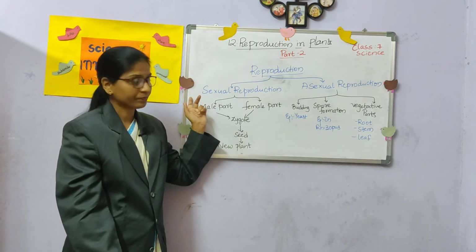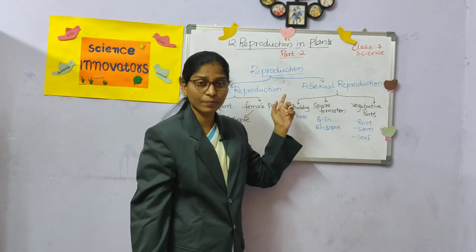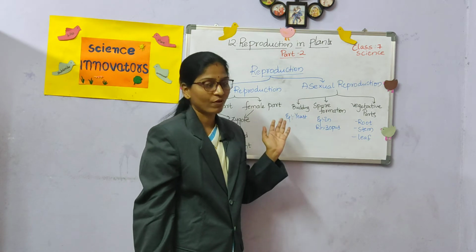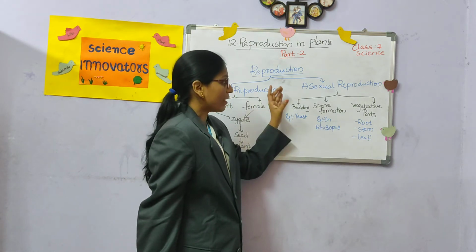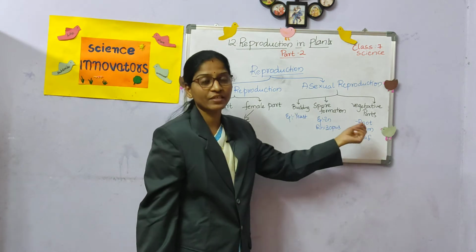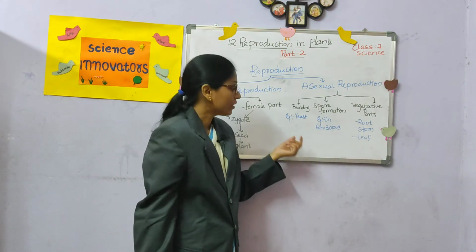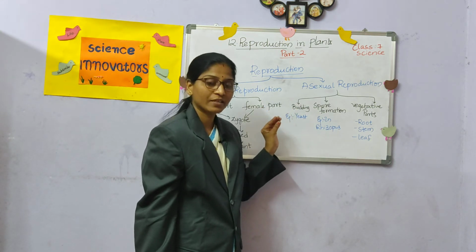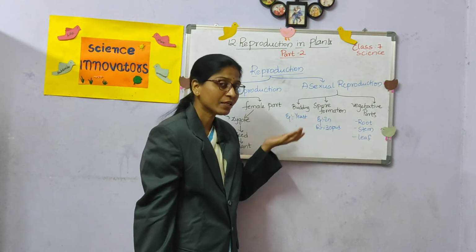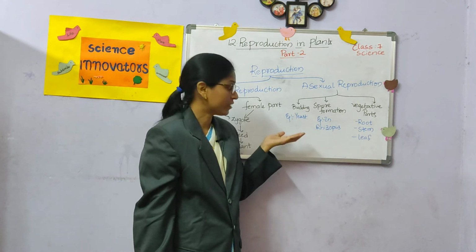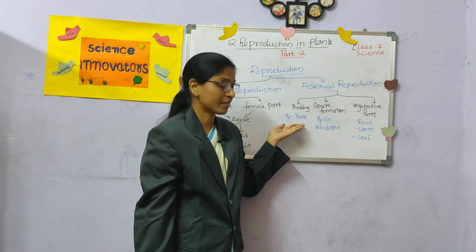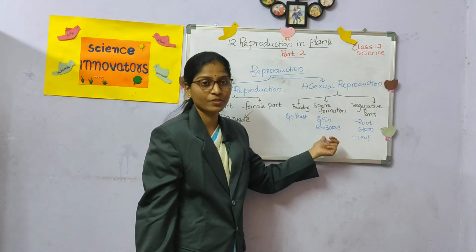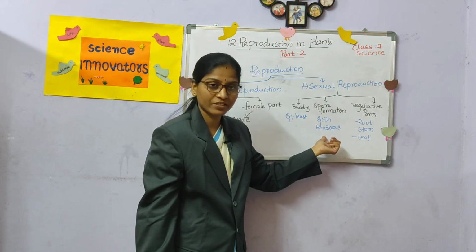Next, in asexual reproduction, there is no involvement of the male and female part, there is no flower formation. We can see there are different ways of asexual reproduction. Budding: there will be a bud formation in the parent, and through this it will form a new organism. It is seen in yeast, for example, and by spore formation in rhizopus. These are the microbes where the asexual mode of reproduction takes place.